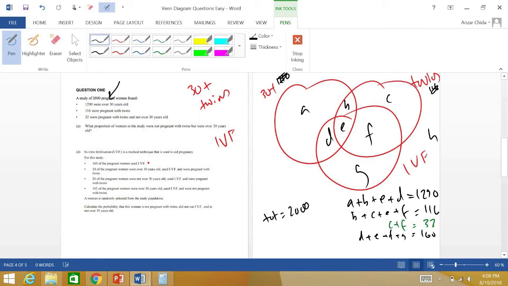24 of the pregnant women over 30 used IVF and were pregnant with twins. Okay, so the first thing is they were over 30, so these four are in play. Then they used IVF, so to use IVF, that's outside the IVF circle excluded, so these two are in play right now. And then were pregnant with twins. Someone who's pregnant with twins has to be in this circle. So this is the one that's still in play, and so it must be E.